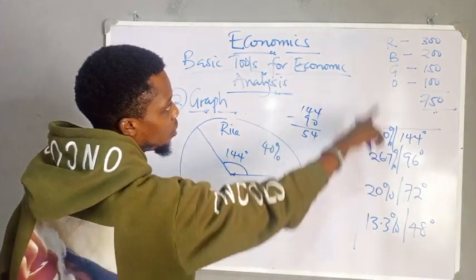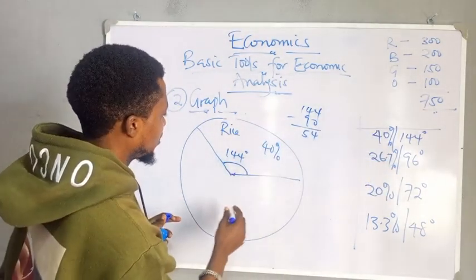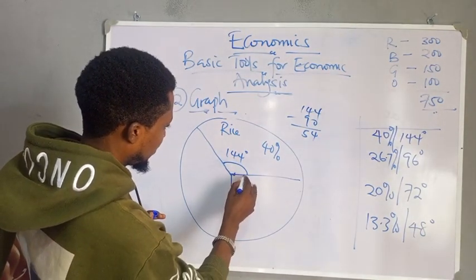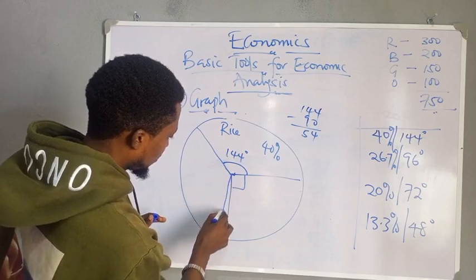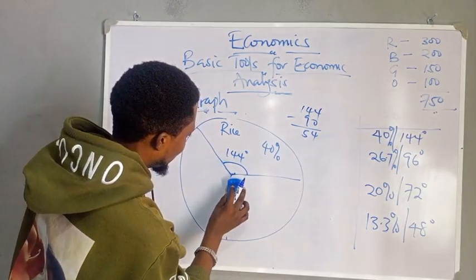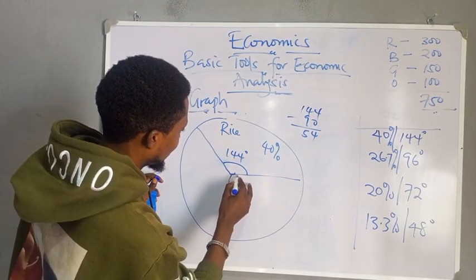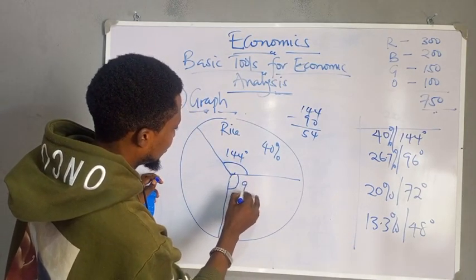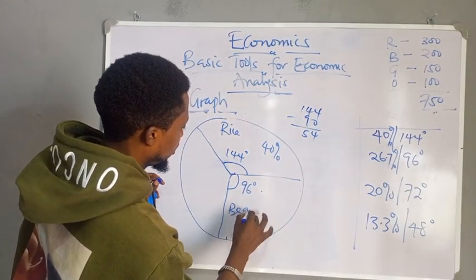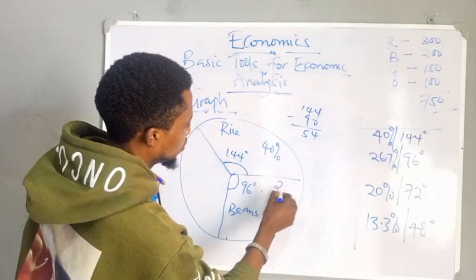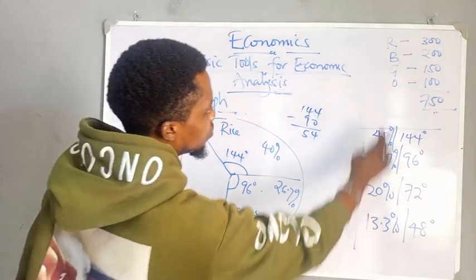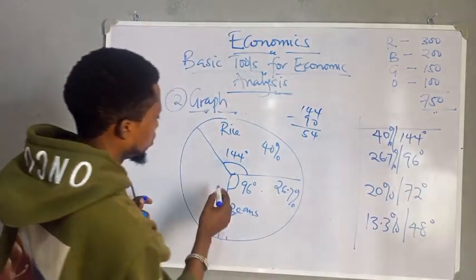Then for beans we have 96 degrees. This point like this is 90, so adding 6 to it will give us something like this. So let's clean this off. So we have something like this as 96 degrees, and that should be for beans, same thing as 26.7%.